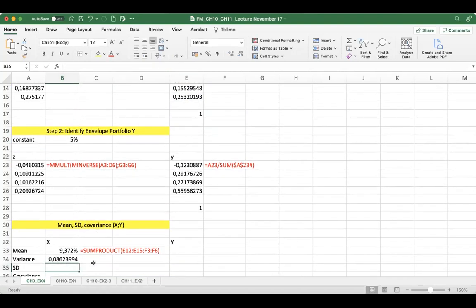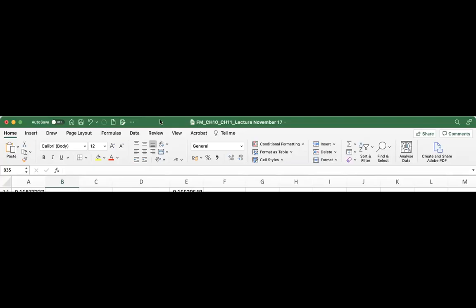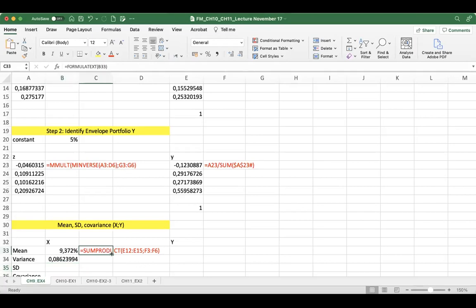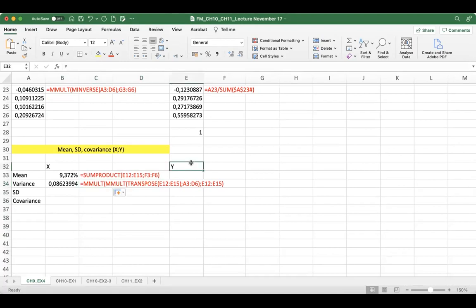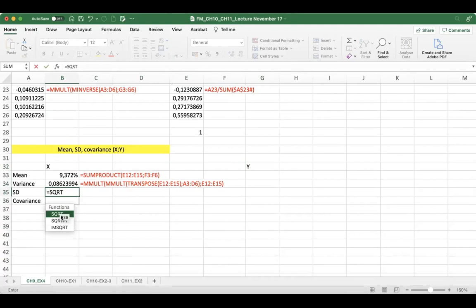0.0862399. So this is the formula text. Sorry. I should move the X here. Now the standard deviation is nothing but the square root of the variance. I can transform it into percentage.